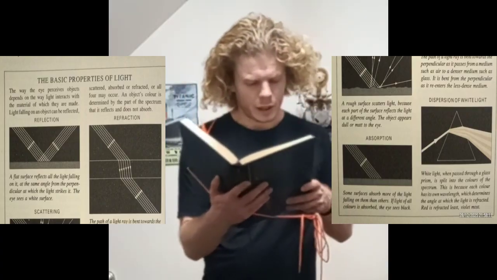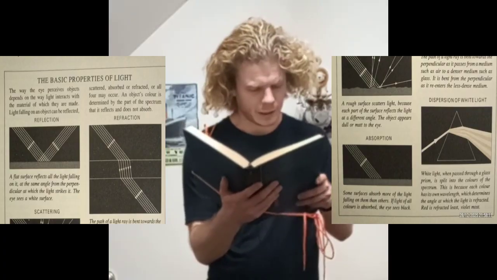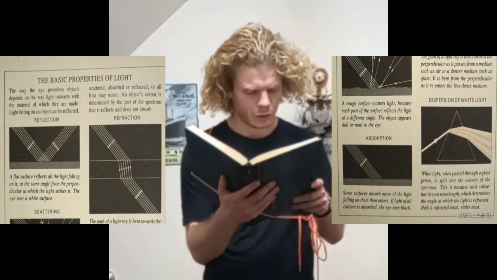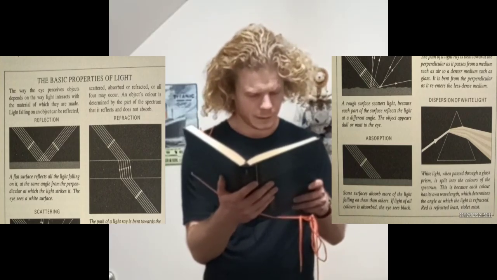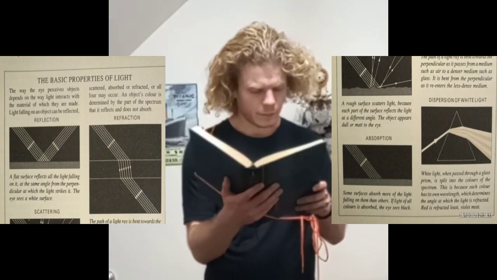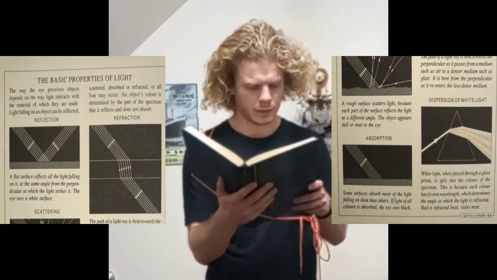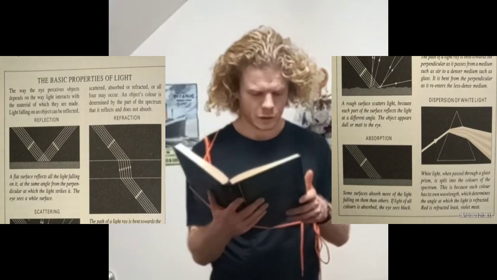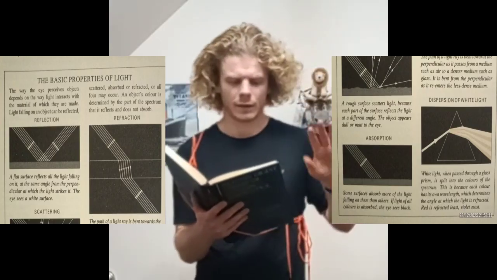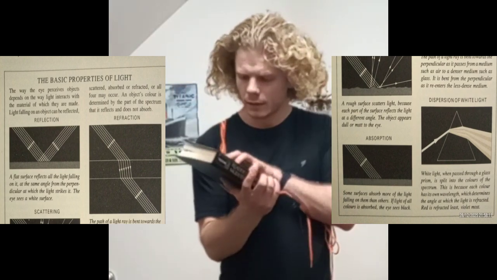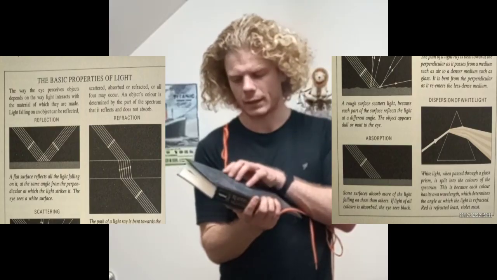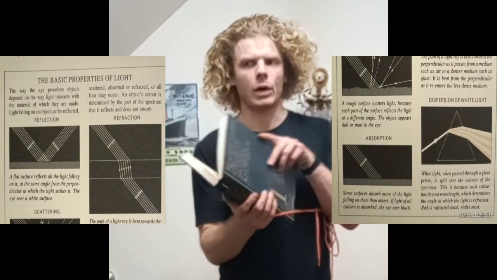Scattering. A rough surface scatters light because each part of the surface reflects the light at a different angle. The object appears dull or matte to the eye. Okay, a rough surface looks dull. It makes sense. A flat surface white, a rough surface dull. Now is the explanation why it is dark that it is not completely flat, or is there another cause?